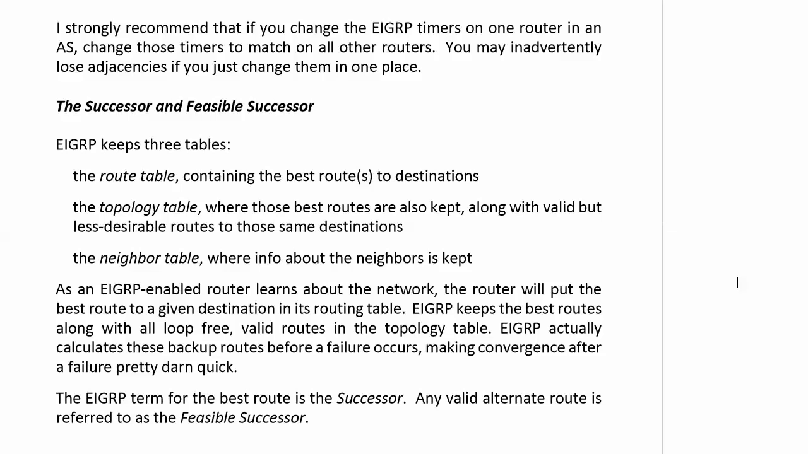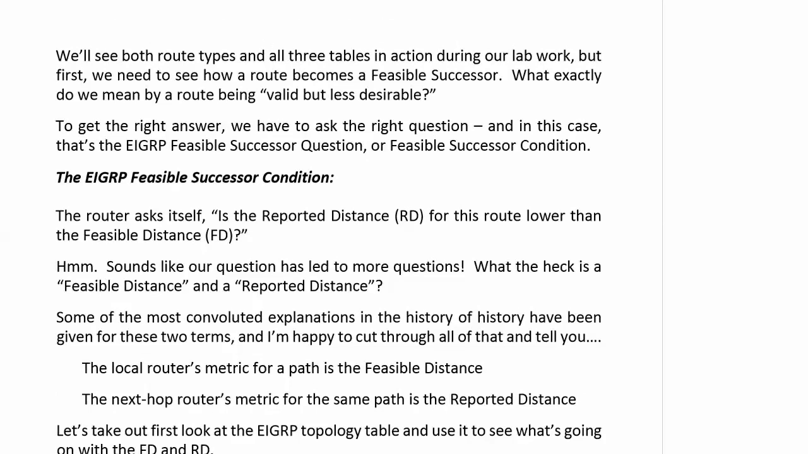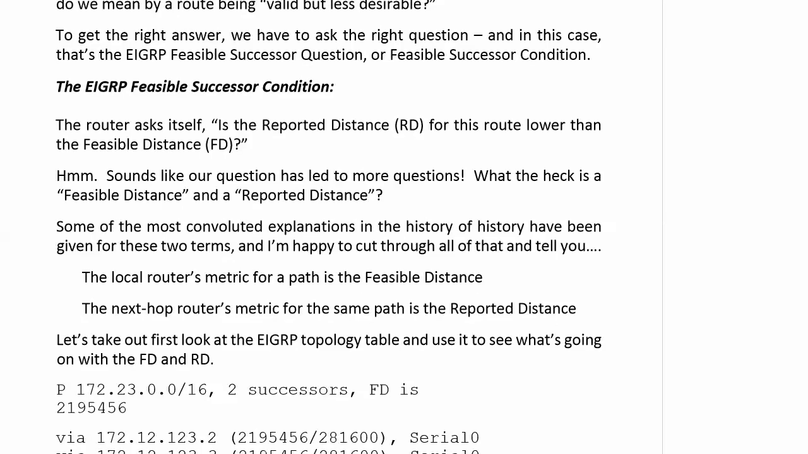So now we've got three different ways that I have described this feasible successor. I've described it as valid but less desirable, as loop-free and valid, and as valid and alternate. So the word valid keeps popping up here, but what makes a route valid but less desirable? Well, in networking as in life so often, we just have to ask the right question, and in this case, that question is the EIGRP feasible successor question, which is technically called the feasible successor condition.